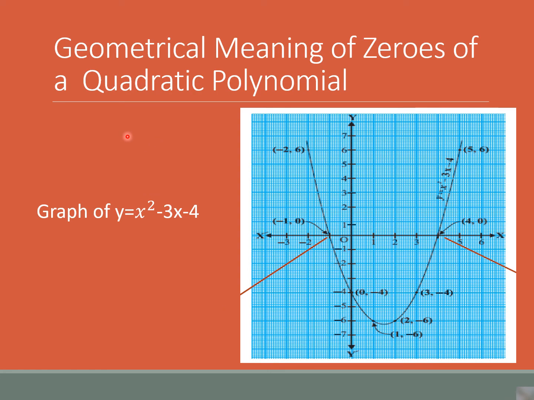Now we are moving ahead to the quadratic polynomial. We are taking an example of y = x² - 3x - 4, and we are going to draw the graph of it by using the table method. If you see the shape of the graph, it is a parabola, right? You can see that this parabola is intersecting the x-axis at two distinct points. One is (-1, 0) and another is (4, 0). These are called the zeros of the polynomial y = x² - 3x - 4.